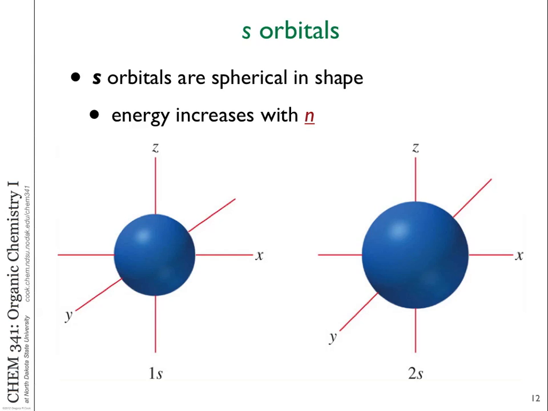If you go down 1 row on the periodic table, then you have elements which have the second shell, the second energy shell. And so if you look at the s orbital in the second energy shell, it's larger. This happens to be the 2s orbital. Again, spherical in shape. If you go down the periodic table, you have 3s, 4s, 5s, etc.